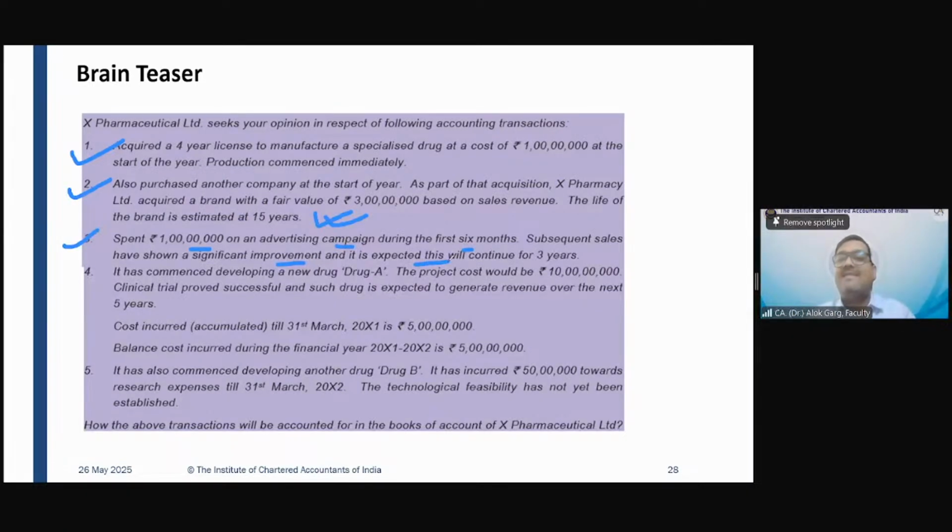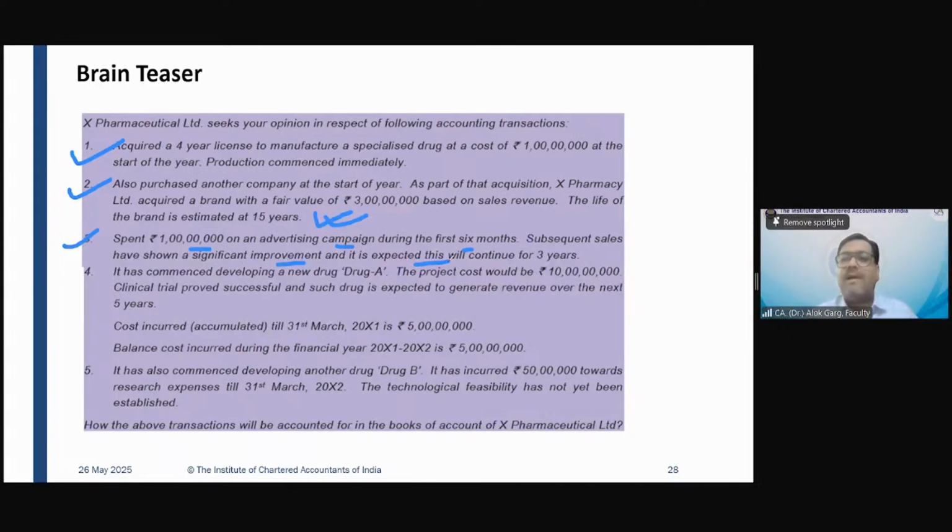The company has incurred some advertisement cost. And after this advertisement cost, the company's sales revenue has significantly improved, and it is expected to improve in the next 3 years. So whether this advertisement expense is required to be capitalized? No. It's a promotional expense. It's a business promotion expense, first of all.